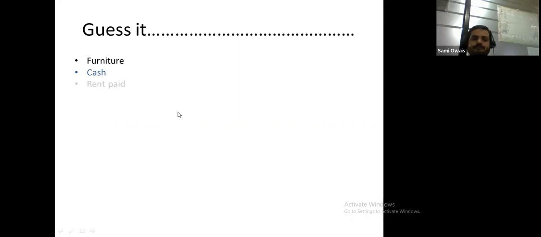Right, perfect. Rent paid. So when I'm paying some rent, this is an expense for my business. So where would the expense come? Nominal. Why? Because we have to debit all the expenses. Nominal account. Yeah, fair enough.